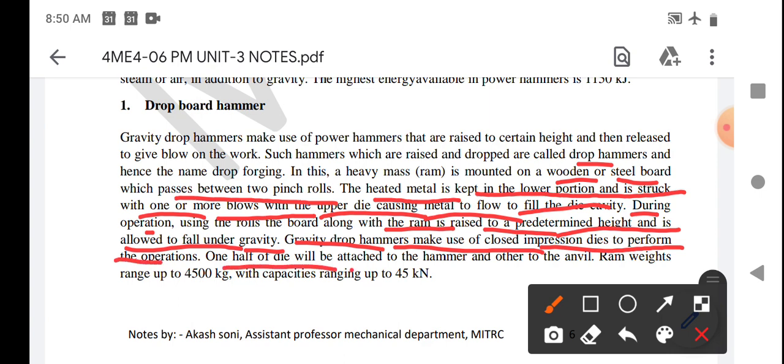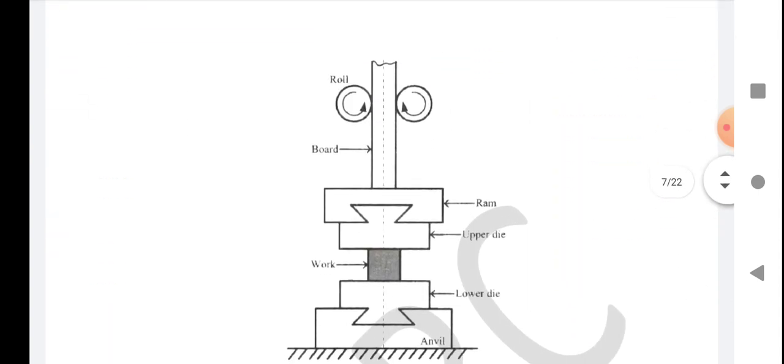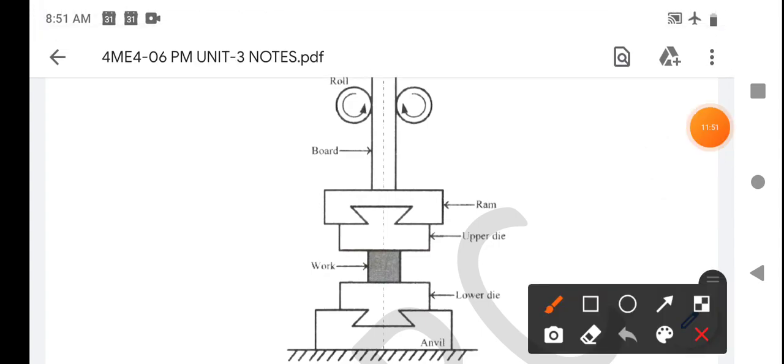One half of the die will be attached to the hammer and the other to the anvil. The ram weight ranges up to 4500 kg and capacity up to 45 kilonewton. As you see in this figure, the roller helps to move the ram up and down, that is the board which is made of wood or metal. The board is attached with the ram, which is attached with the upper die, and the lower portion of the die is attached to the anvil, which is fixed on the floor or machine.